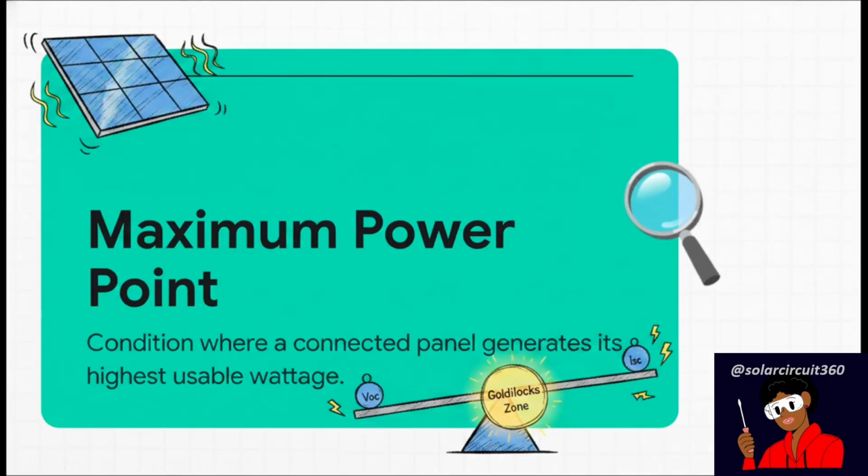And that brings us perfectly to the maximum power point. This is the real-world operating condition, where a connected panel generates its absolute highest usable wattage, and it normally occurs right at Vmp and Imp. Remember that seesaw we just talked about? Well, the maximum power point is the ultimate Goldilocks zone. It sits perfectly and comfortably right between the extreme limits of VOC and ISC. Right here, the voltage and current are perfectly balanced to generate the absolute maximum real-world power production.